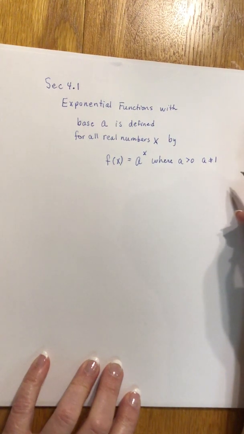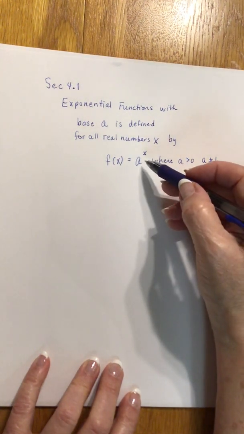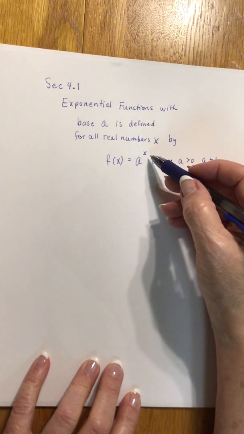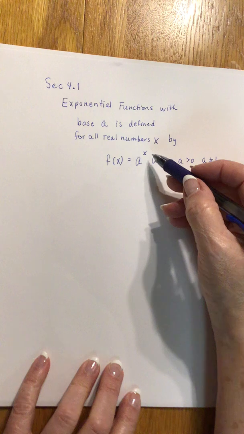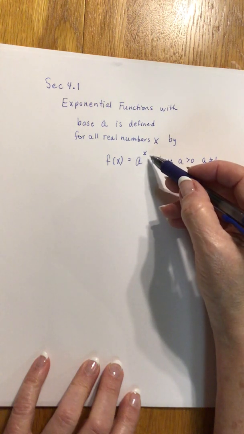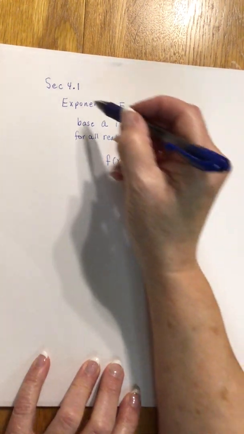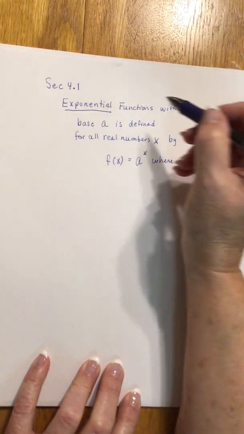So basically, what are we seeing here? We're seeing a is the base and x is the exponent. So in an exponential function, the independent variable is in the exponent. The variable, the unknown, the input, is in the exponent. That's why we call it an exponential function.